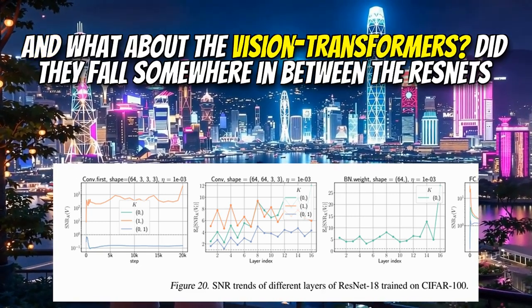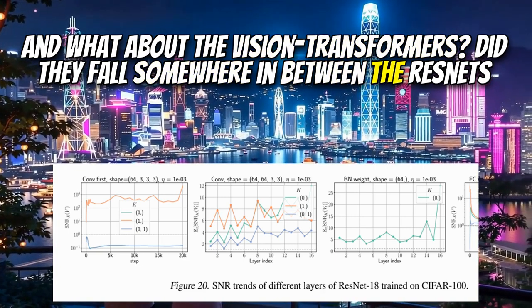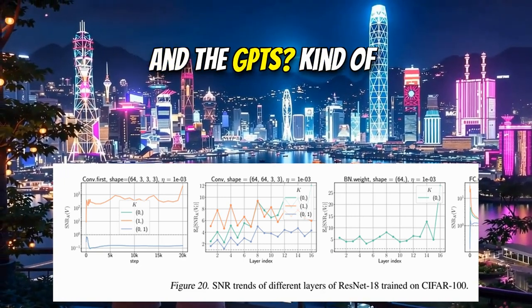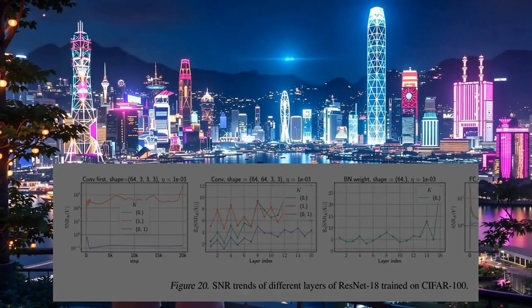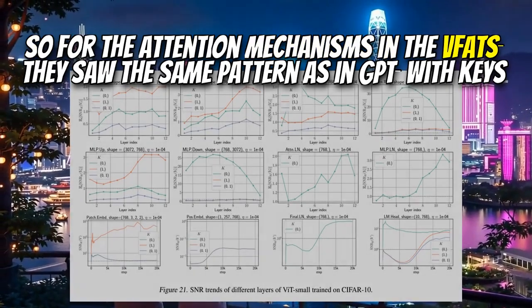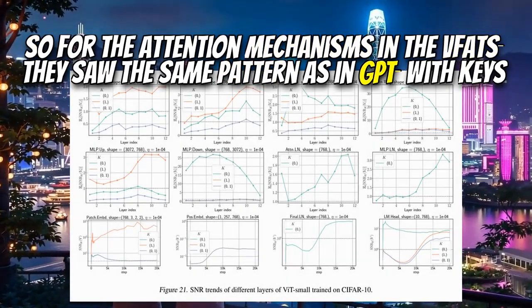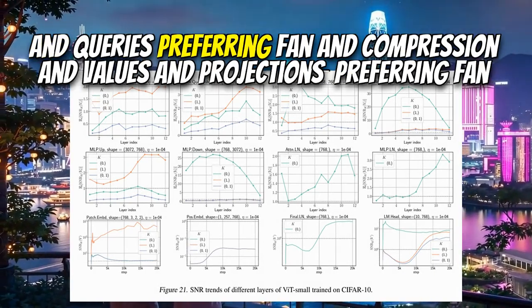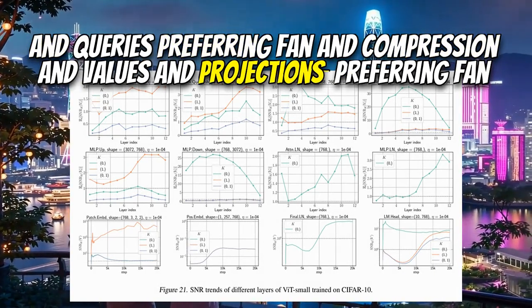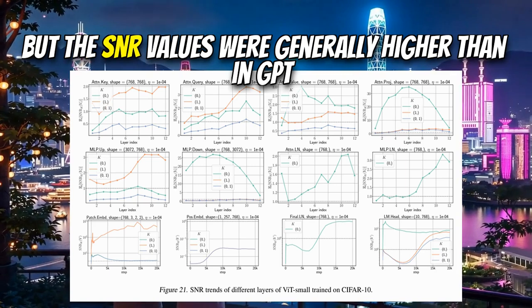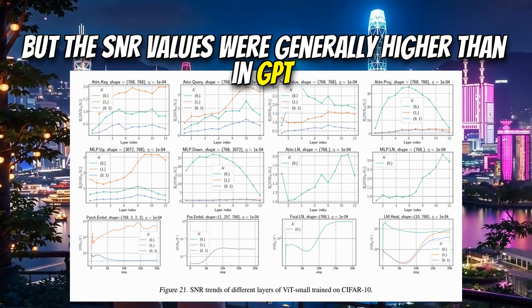And what about the vision transformers? Did they fall somewhere in between the ResNets and the GPTs? Kind of. It was like a mix of both. So for the attention mechanisms in the ViTs, they saw the same pattern as in GPT, with keys and queries preferring fan-in compression and values and projections preferring fan-out. But the SNR values were generally higher than in GPT.